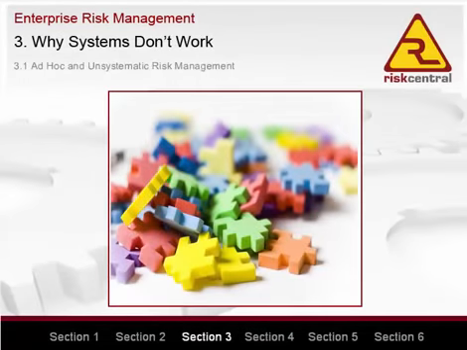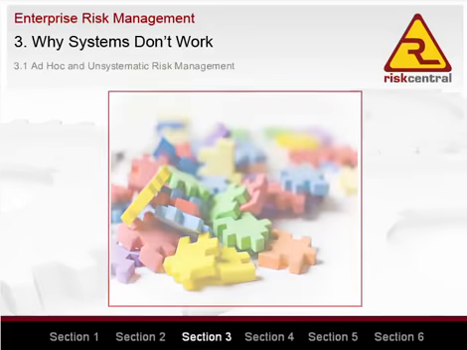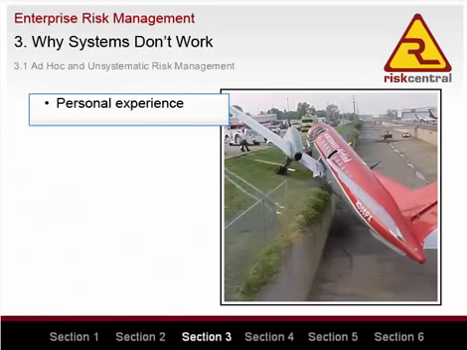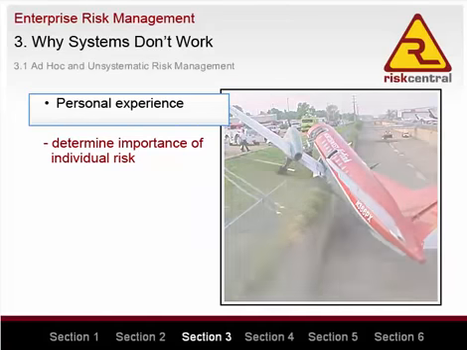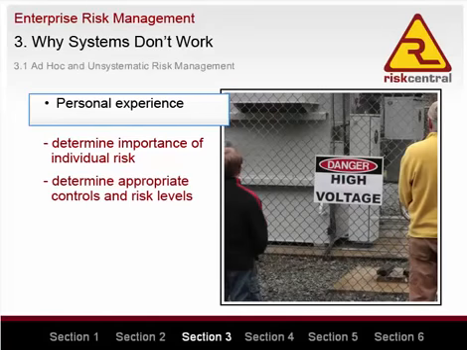Ad hoc and unsystematic risk management. A lot of traditional risk management has been based on ad hoc or unsystematic methods or approaches. You've experienced these before, and they include relying on personal experience to determine how important individual risks are. In other words, making sure you don't make the same mistake twice. Relying on personal experience to determine appropriate controls and appropriate risk levels. Famous last words: I've been doing it this way for 10 years and nothing has ever gone wrong.